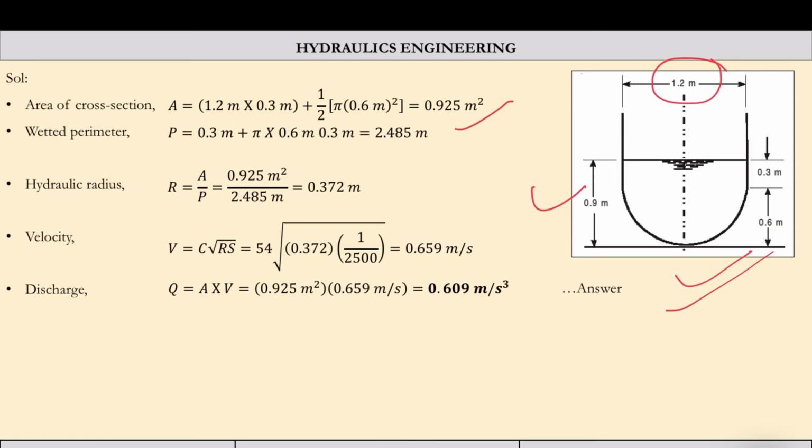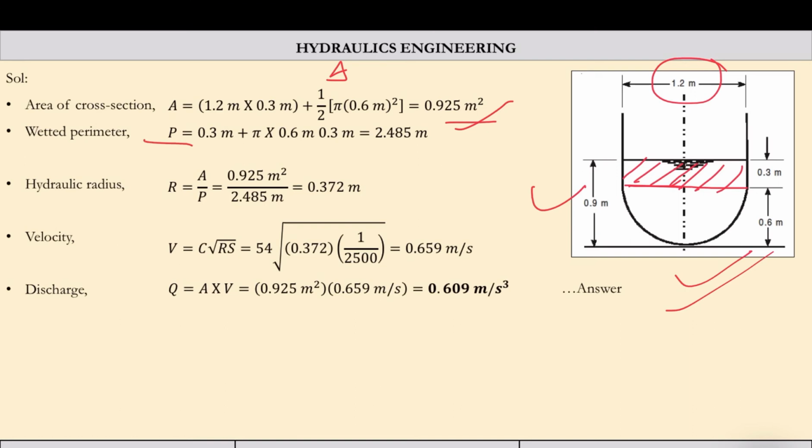So area of cross section will be how much? We have divided this area into two parts. So this area is how much? 1.2 side into 0.3 plus this is semicircle. Semicircle diameter is how much? 1.2. So radius is 0.6. So area is pi r square. But this is semicircle, so we will multiply with 1/2, half of the full circle, half pi into 0.6 meters whole square. So area is coming out to be 0.925.